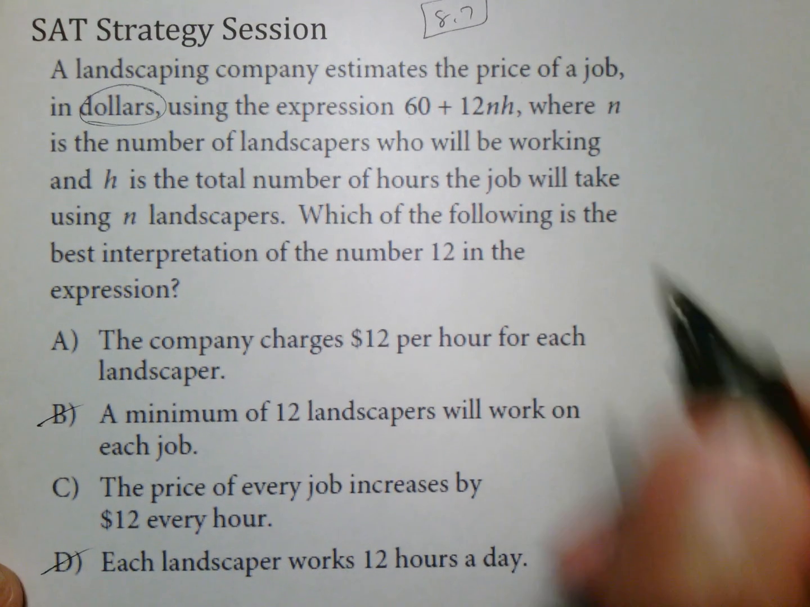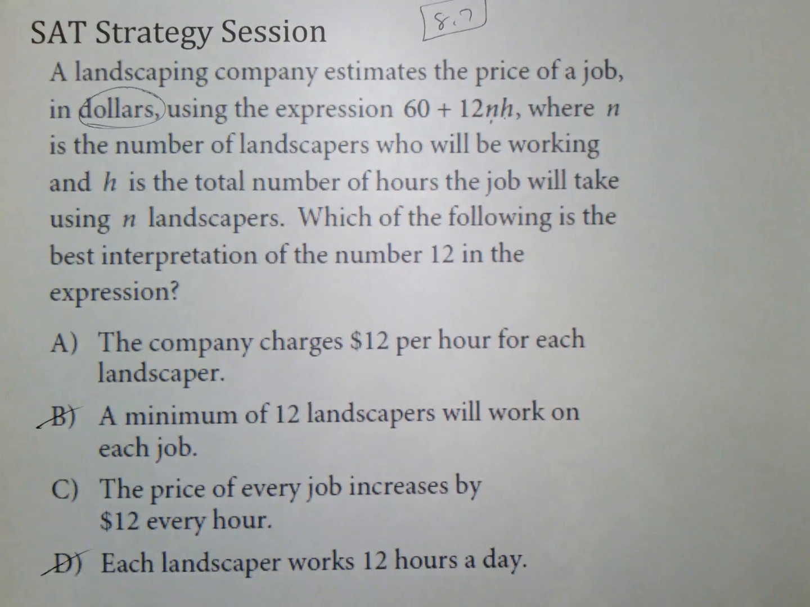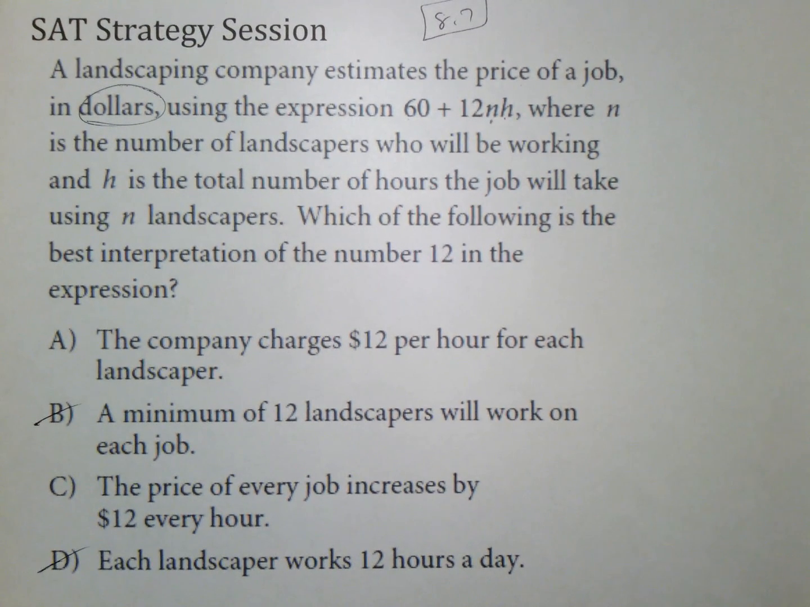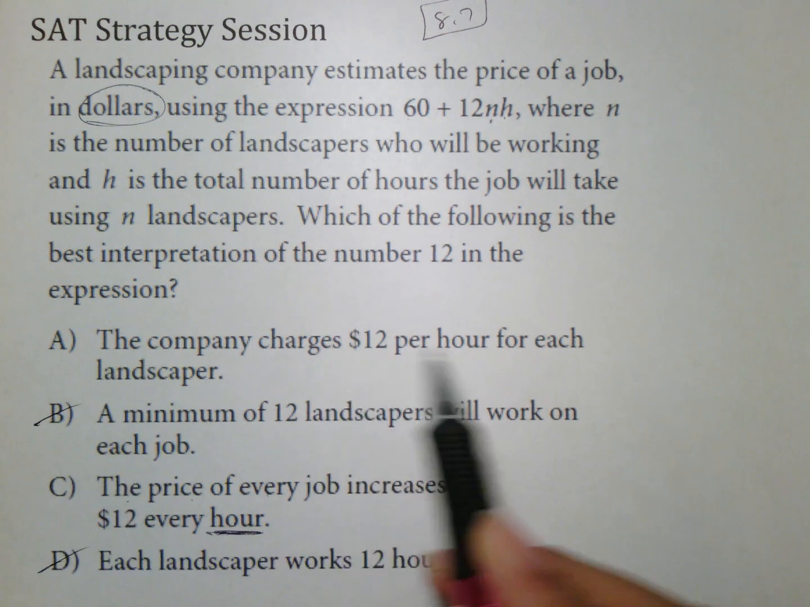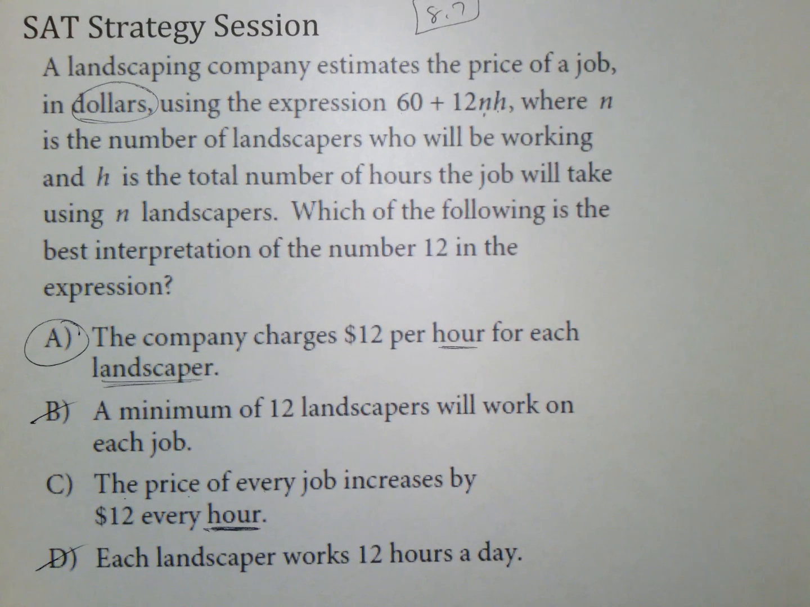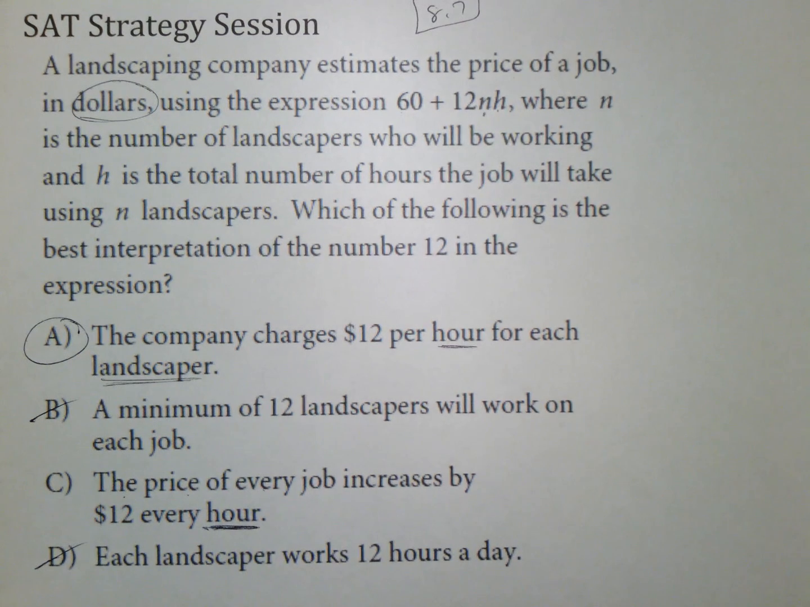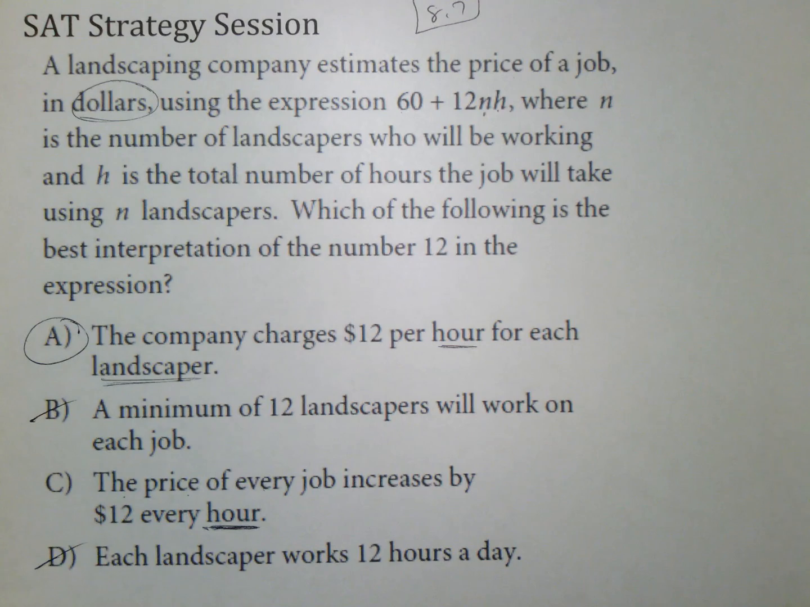Now you have to look at the fact that this has two variables in it. It has an N, which is the number of workers, and H, which is the number of hours, which means the answer should be discussing both. C talks about the price of the job increasing $12 every hour, which is good. It talks about hours, but notice it does not talk about the number of workers, whereas A talks about per hour for each worker, and that's what tells me the answer is A. If it was just 12H, then it would have been C, but since it's per hour for each landscaper, N and H are both there, which is what tells me what I need to see.